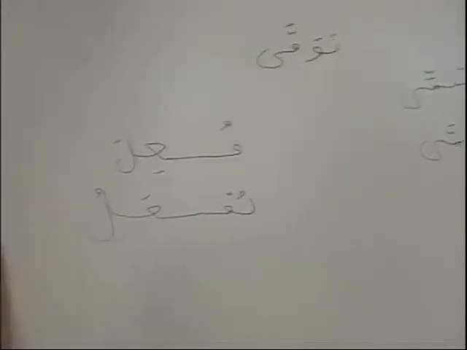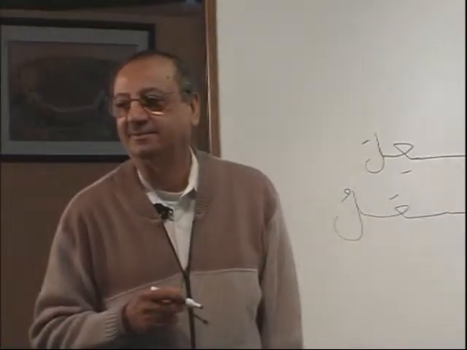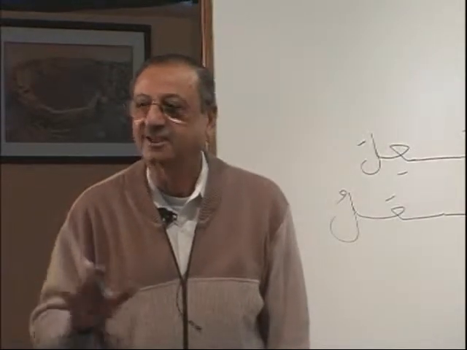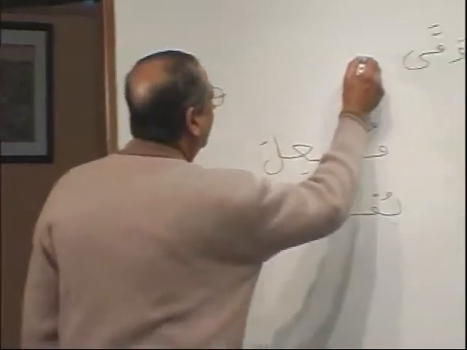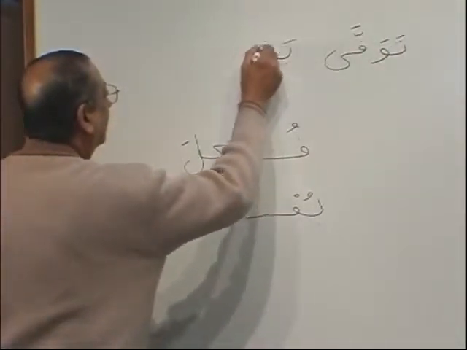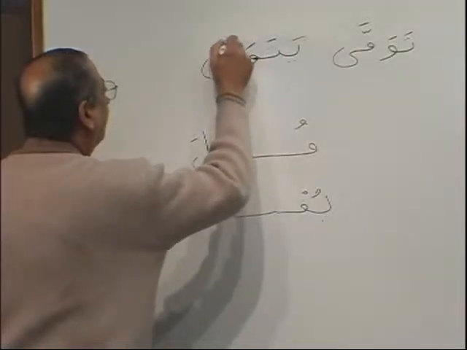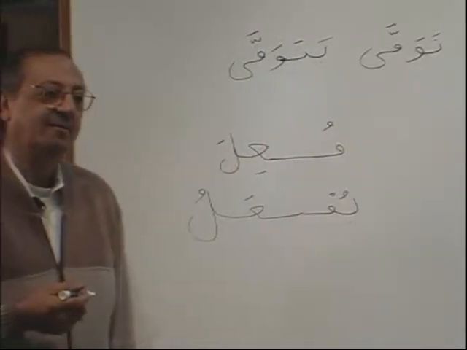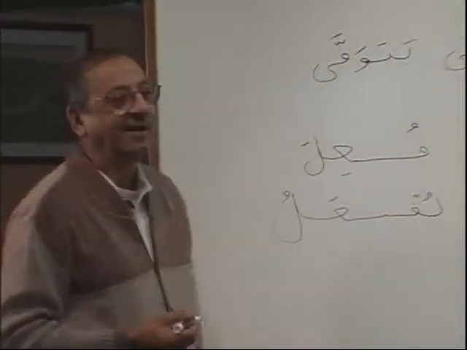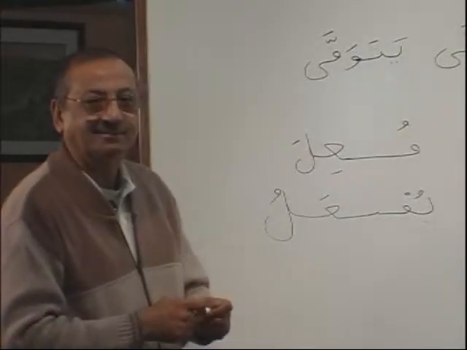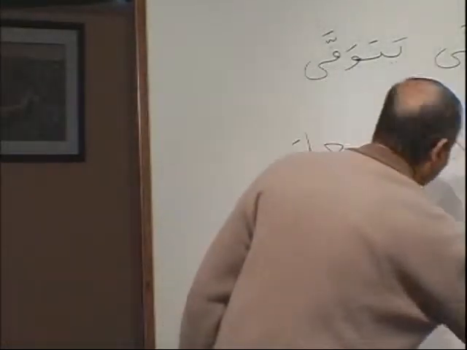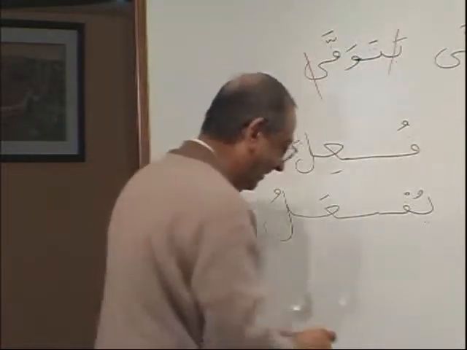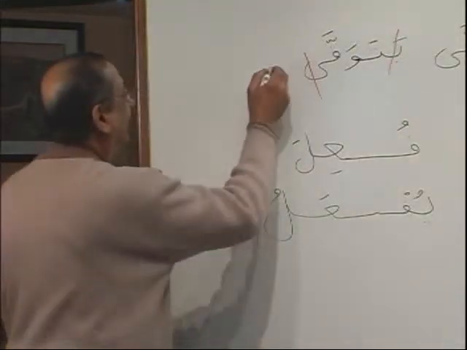Okay, brother and sister, tawaffa. Make it into mudariya. Form 5, fata, fata, fata. Form 6, fata, fata, fata. Yatawaffa. Are you with me, brothers and sisters? Yatawaffa. Now, brother Abdul Samad, I want you to make amr out of it. Drop the ya. Okay. Brother?